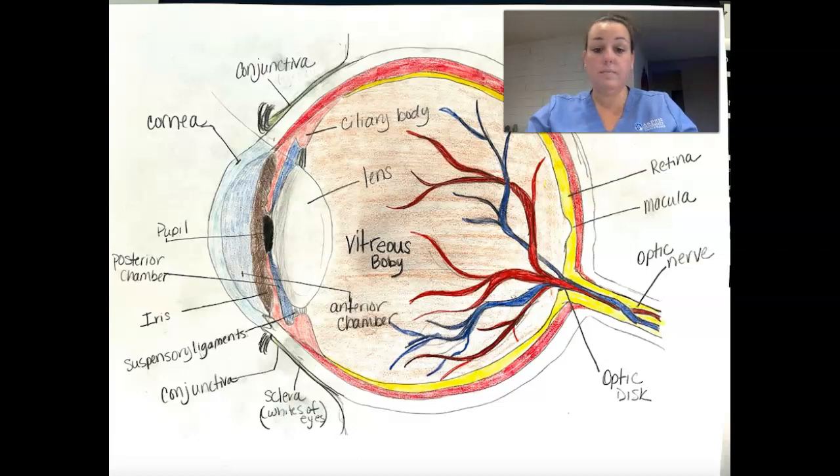The choroid is a thin, blood-rich membrane that lies between the retina and the sclera. It is responsible for supplying blood to the outer portions of the retina.